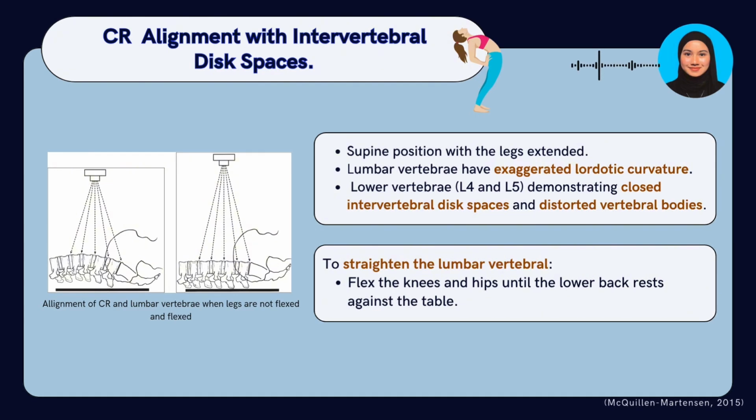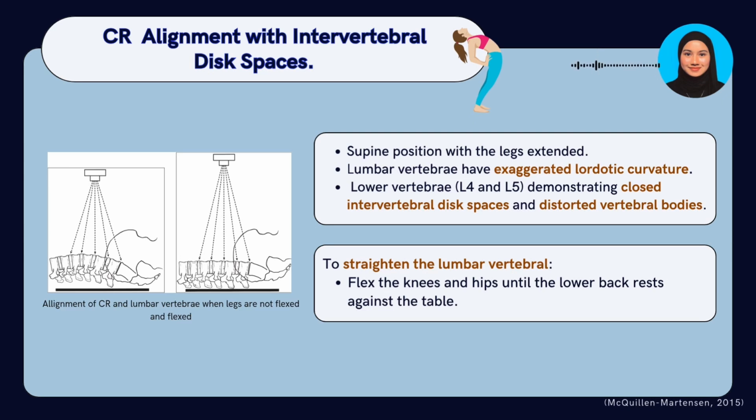When the patient lies in the supine position with legs extended, the lumbar spine naturally maintains an exaggerated lordotic curvature. As a result, capturing an AP lumbar image in this position often leads to closed intervertebral disc spaces, especially at L4 and L5, and distorted vertebral bodies. This happens because of how the X-ray beams are directed at the disc spaces and vertebral bodies.